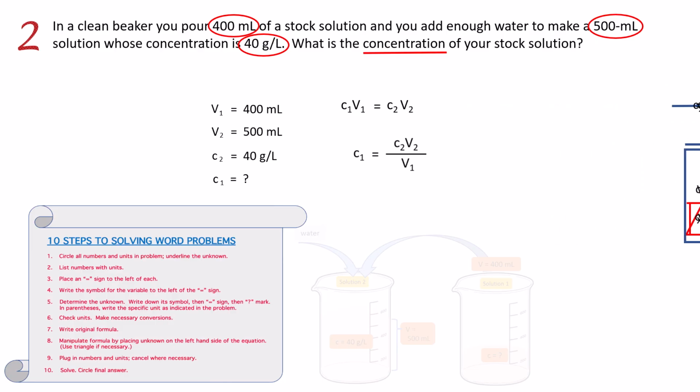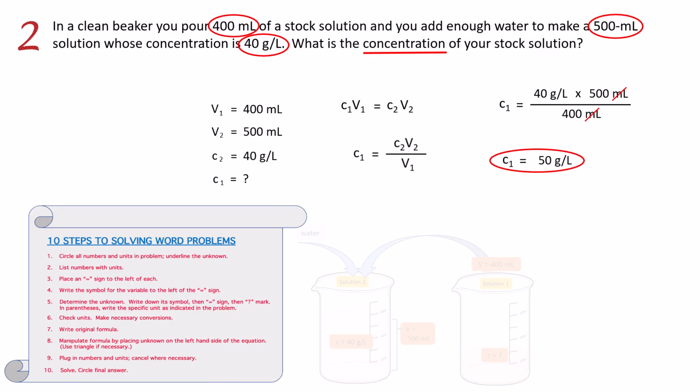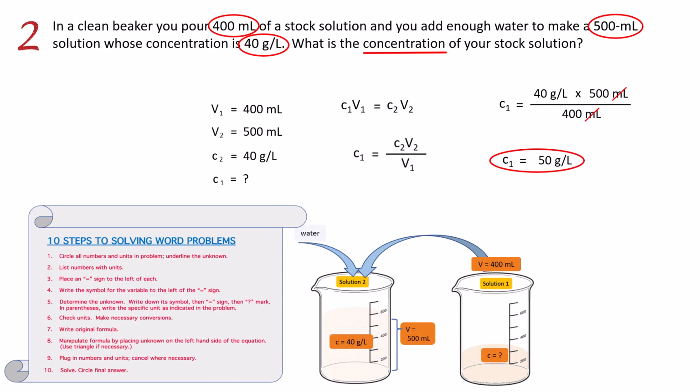Step 9. Plug in numbers and units. Cancel where necessary. In the setup, we cancel ml. Step 10. Solve, circle final answer. The answer is C1 is equal to 50 grams per liter. And this makes perfect sense because this answer indicates that we had started off with a higher concentration of 50 grams per liter and diluted it to 40 grams per liter.